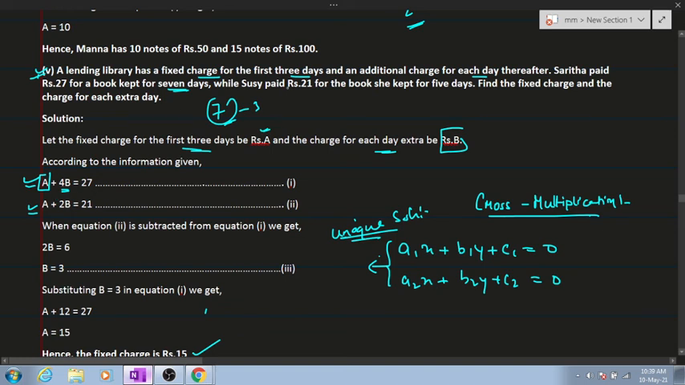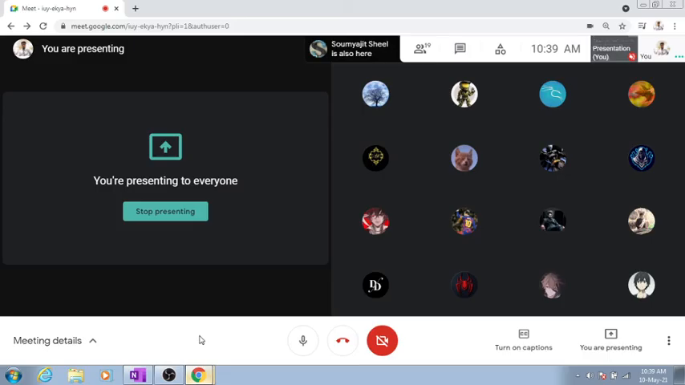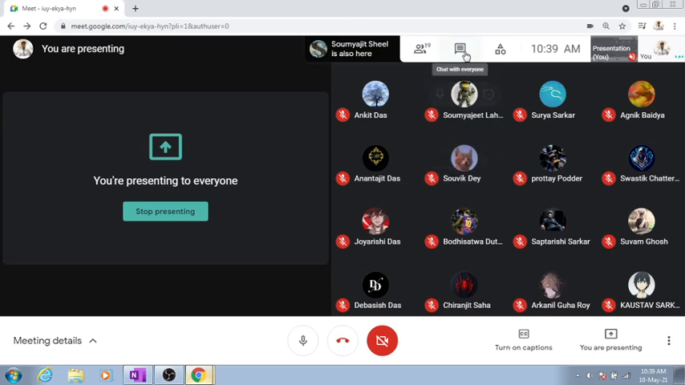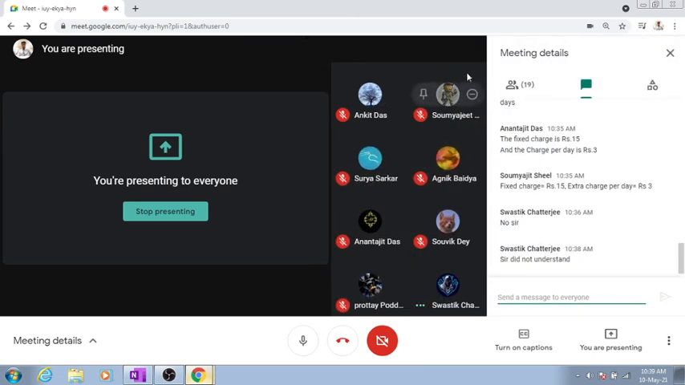So A plus 4B is 27. She has to pay 21 rupees if she kept it for 5 days. The first 3 days it will be A, and for the next 2 days, because 3 days have already been taken, it is 2B. So A plus 2B is 21. Now is it clear? Because the first 3 days I have assumed it. Clear, Swastik?